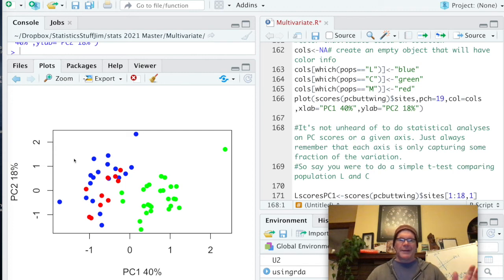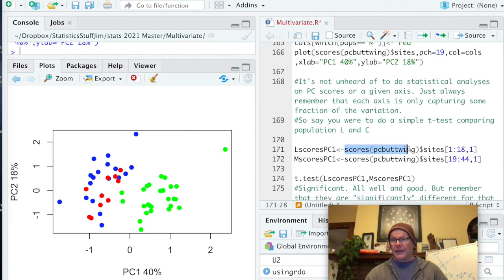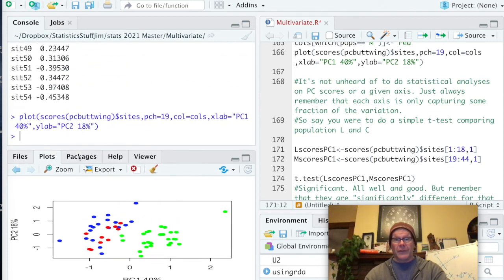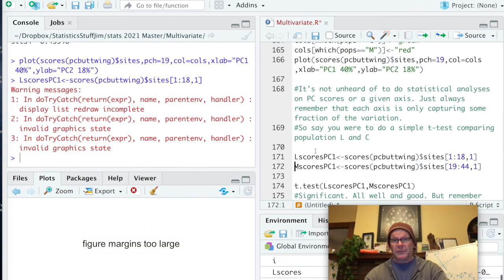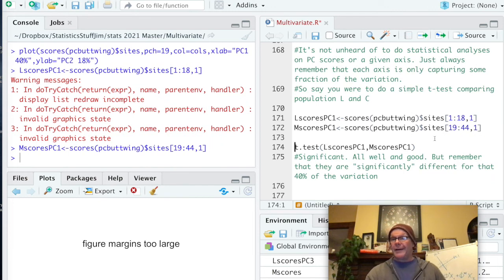So we'll ignore the red dots for now because we're going to just do this as a t-test to make a point. So I could extract the scores for the first PC axis for L and for C. I'm looking at the scores for PC1, and then I'm only going to keep the first 18 values, and I'm only going to keep the first column because that's PC1. So I could extract the PC scores for PC1, and then I could go ahead and do a t-test.